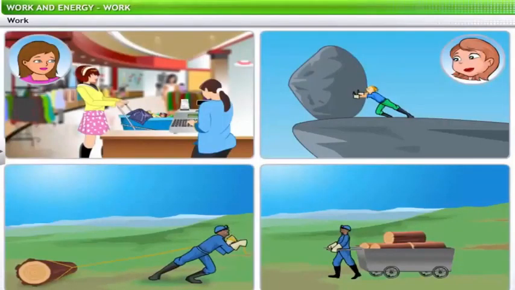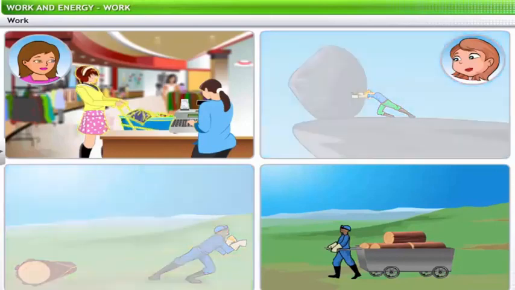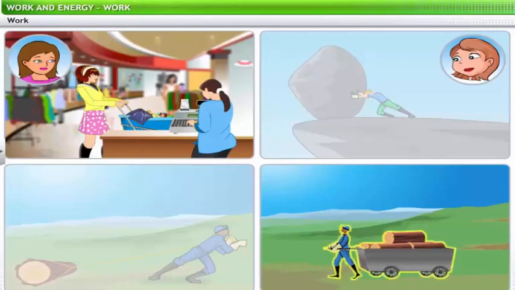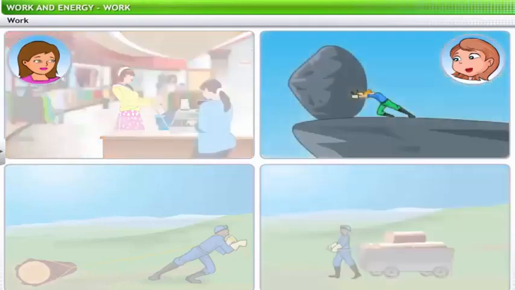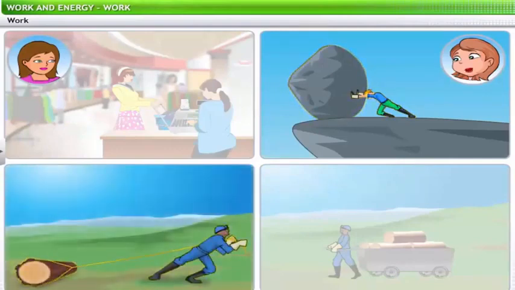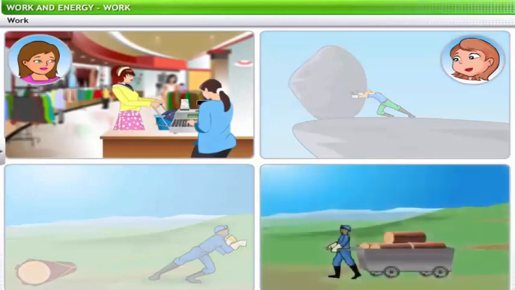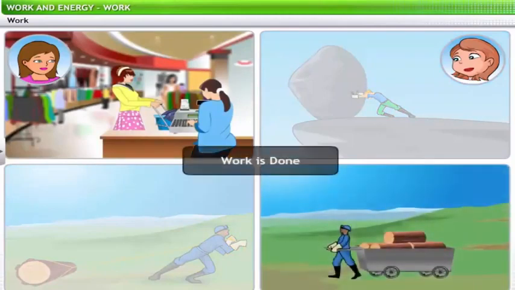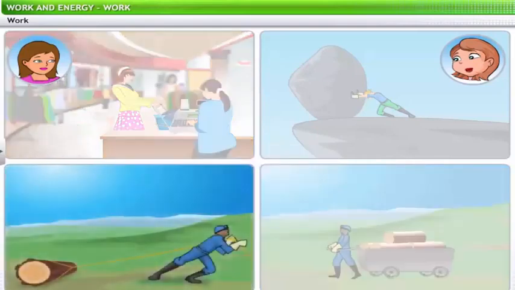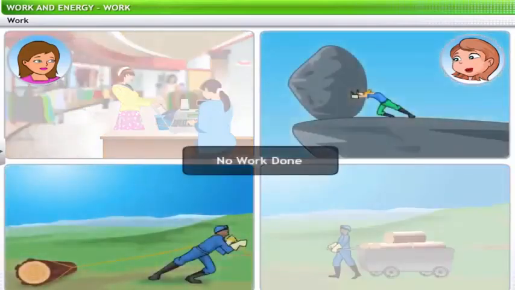In the given situations, all the four characters have applied force. But the result of that force differs. The woman and the handcart puller are able to move the trolley and the handcart across a certain distance. However, Jerry doesn't have much success in moving the boulder, and the man is not able to move the fallen tree. In scientific terms, the woman pushing the trolley and the man pulling the handcart performed some work. However, the man trying to pull the fallen tree and Jerry have not done any work.